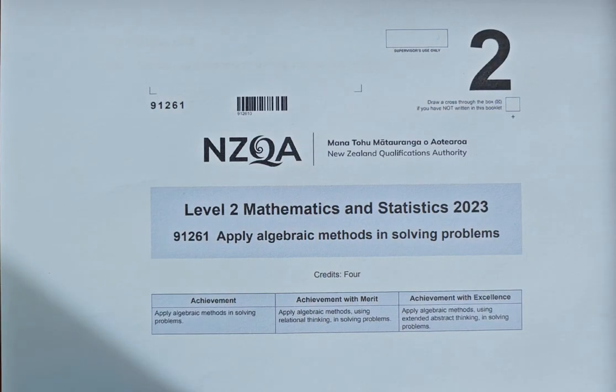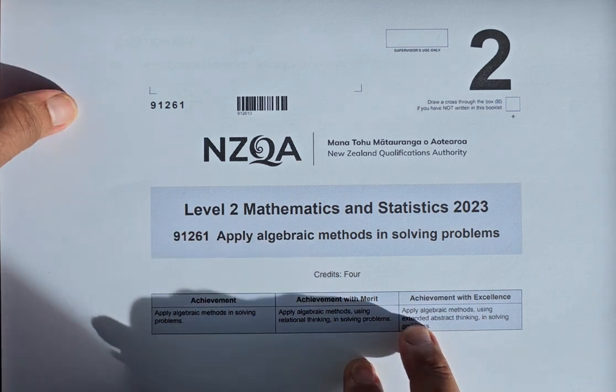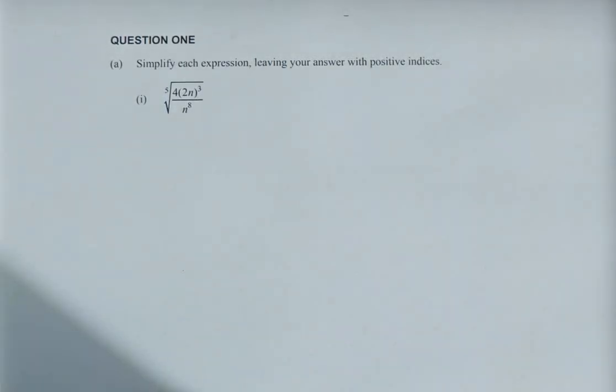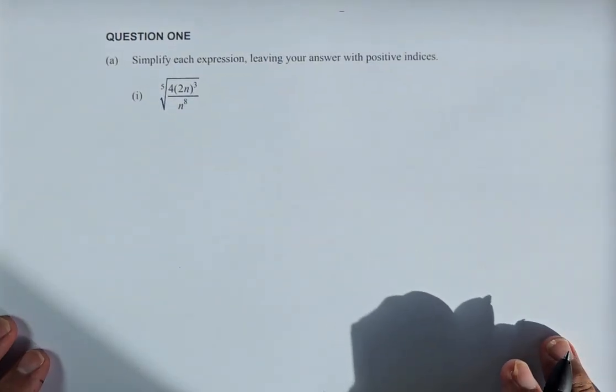Good day. In this video, we are going to try and solve question 1A, part 1 and part 2 of the 2023 NCEA Level 2 Apply Algebraic Methods in Solving Problems paper. So without further ado, let's try to solve the problem. Both these questions, part 1 and part 2, are Achieved level and you should be able to solve this. So let's try to solve the first question.